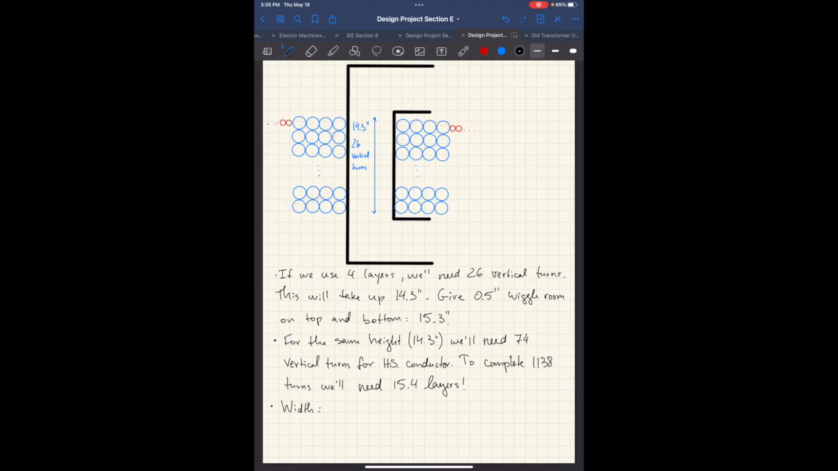So the width that this is going to take up, we have 4 layers of the 0.5498 inch conductor. And then in addition, we're going to have 15.4 layers of the smaller conductor. So in total, this is going to take about 5.18 inches. Now we can calculate, and we're going to take a break after this, the width of the window. Anyone want to take a guess how we can ensure that it only takes up that much? Core window width.